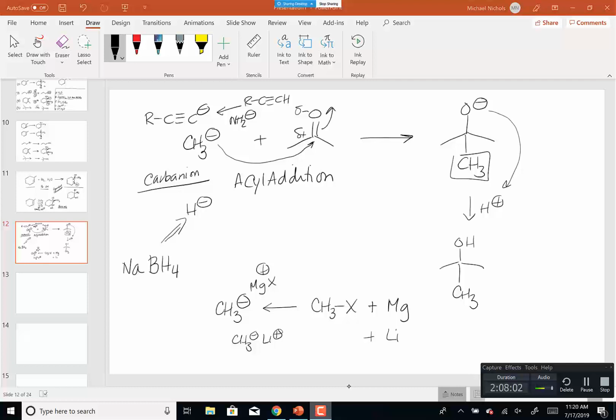Okay, then for tomorrow, you're going to read the appropriate sections, which are going to be Grignard reactions, opening epoxides, and then oxidation of alcohols. So these are all reactions, formations of alcohols.